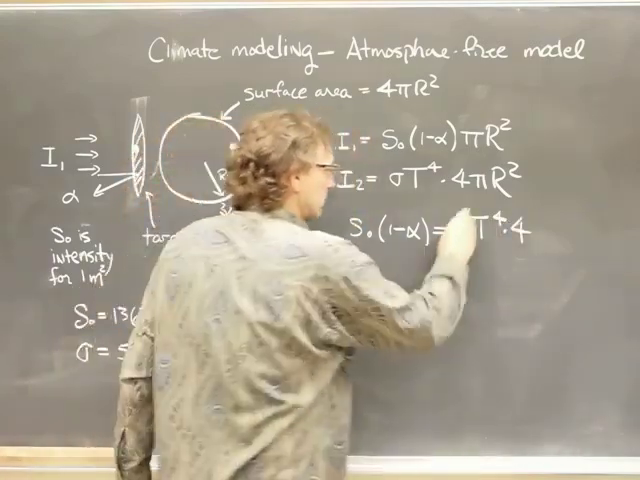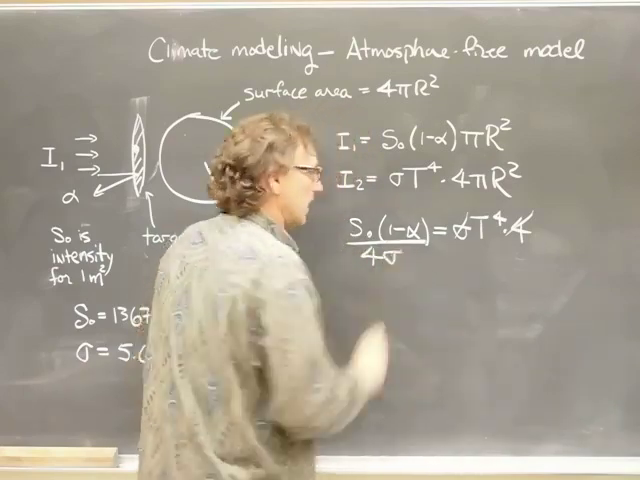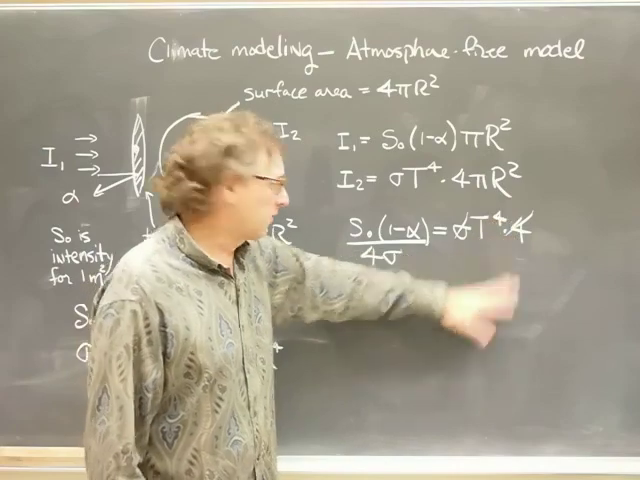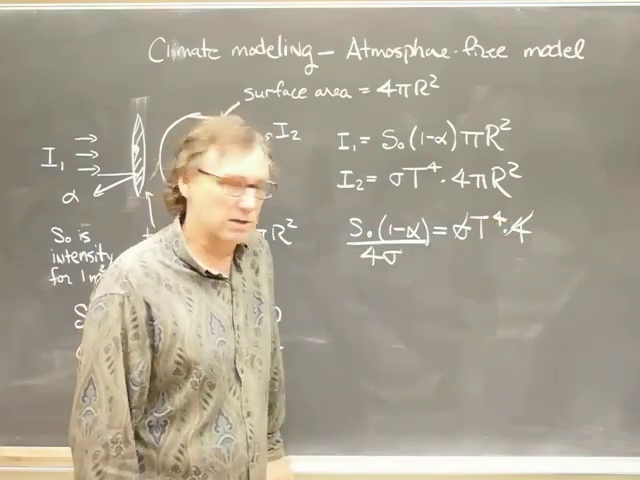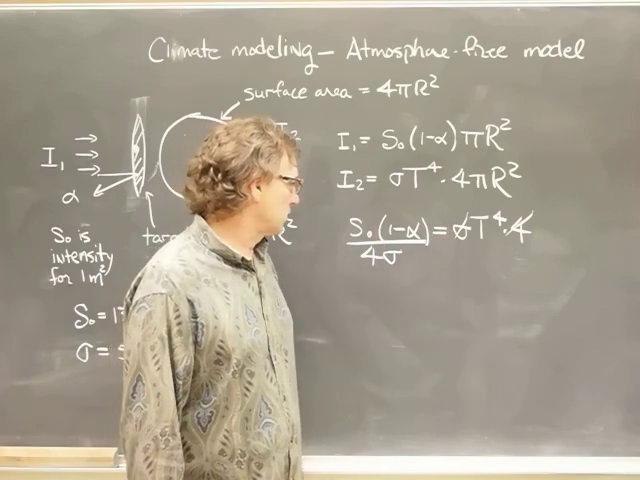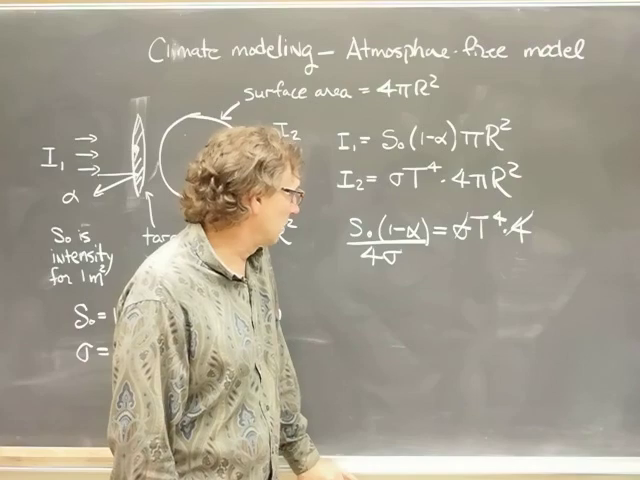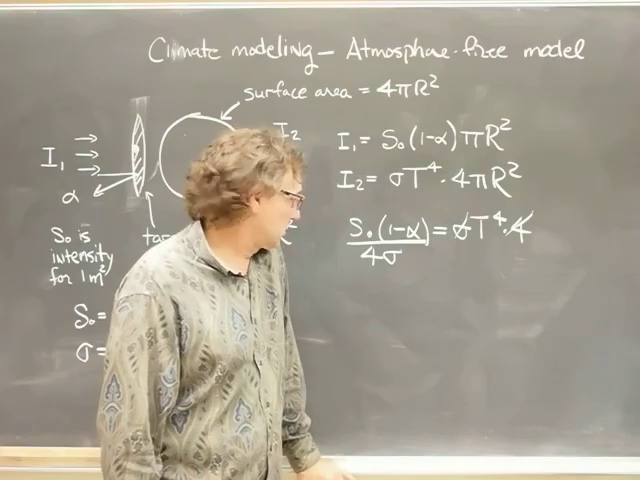And we can divide both of those by 4 sigma. That means temperature to the fourth power must be equal to that quantity, and we take the fourth root of both sides of that equation to get an expression for the temperature of the planet, which I'll just let you do, and evaluate the actual temperature.